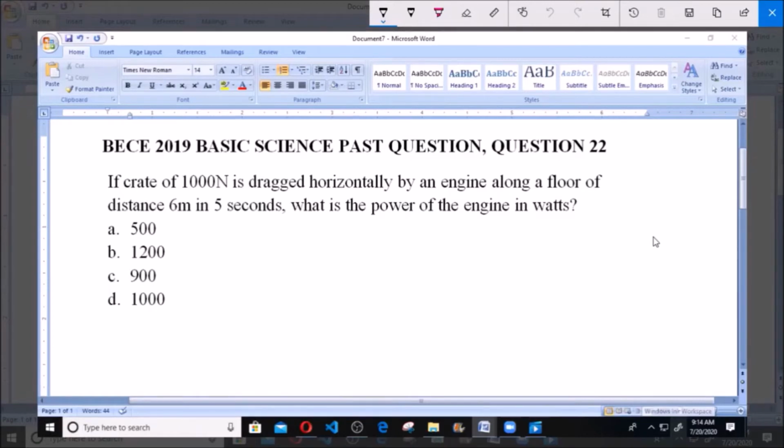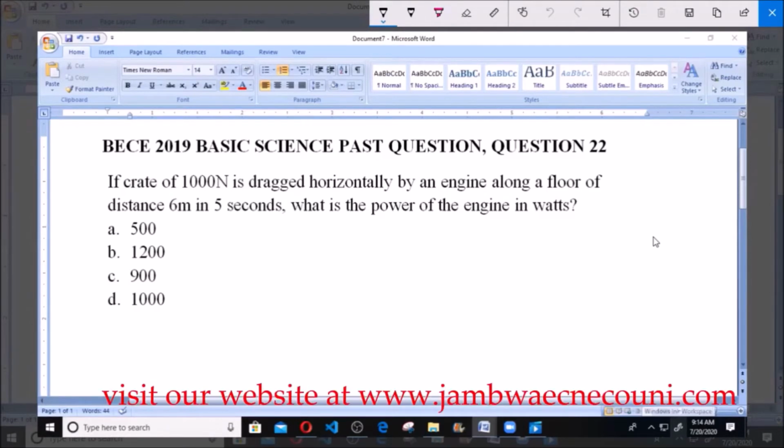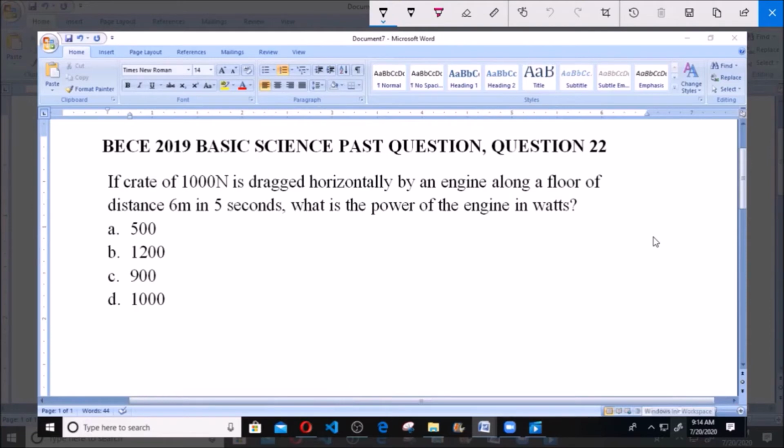BECE 2019 Basic Science Past Question, question 22. If a crate of 1000 Newton is dragged horizontally by an engine along a floor of distance 6 meters in 5 seconds, what is the power of the engine in watts? A. 500 watts, B. 1200 watts, C. 900, and D. 1000.